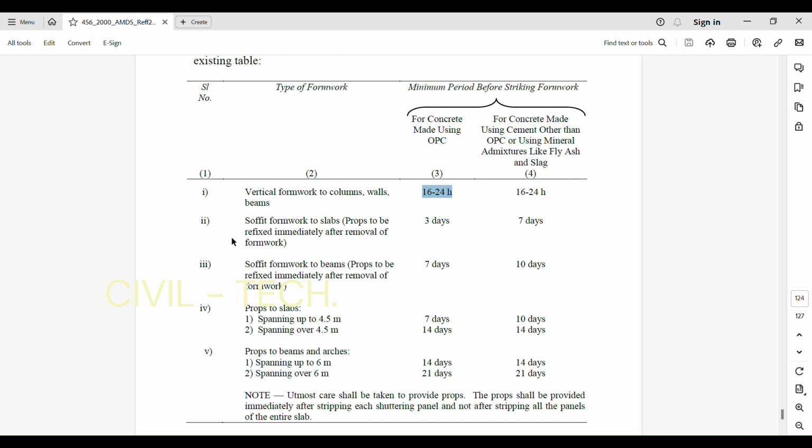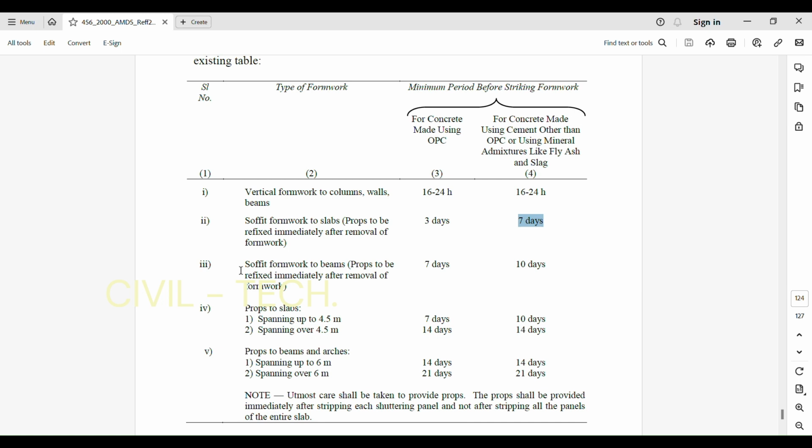And the second one, soffit formwork to slabs. Soffit means the underside of the slab. So in brackets they say props to be refixed immediately after removal of formwork, in which the slab formwork should be removed after 3 days in case of OPC concrete, 7 days in case of mineral admixture concrete. After the stripping of slab panels, the props should be refixed immediately.